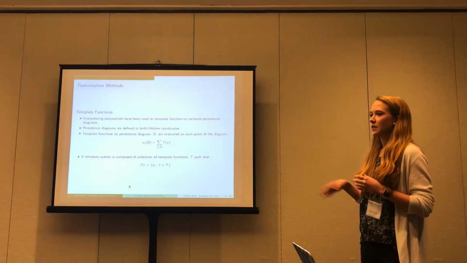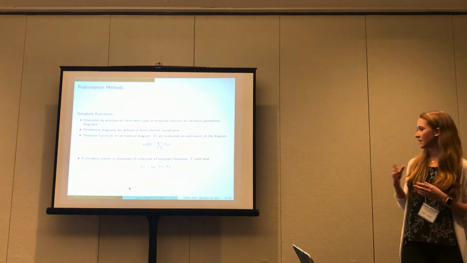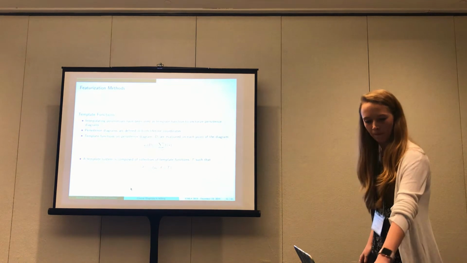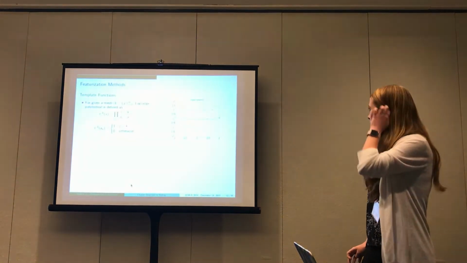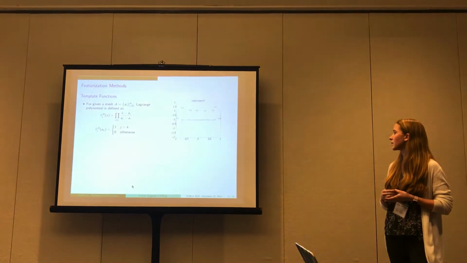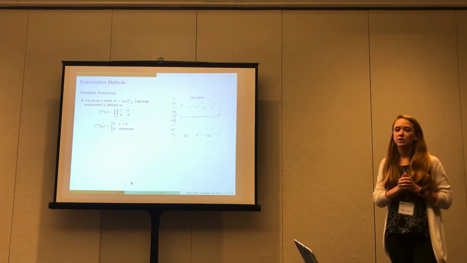Then we take a collection of these functions, do this repeated times, and this gives us a feature vector for that persistence diagram. So the template function that we're going to use here is the interpolating polynomials. This is an example of the one-dimensional case here.